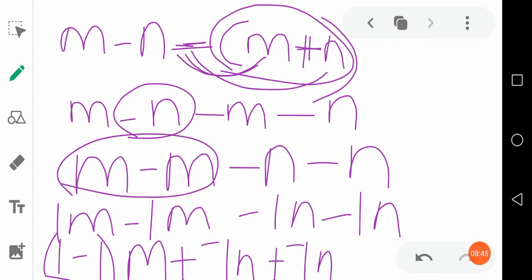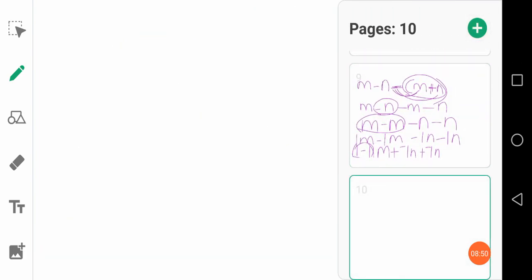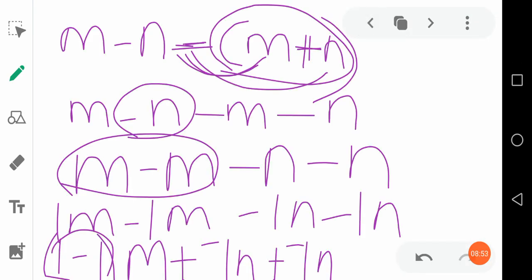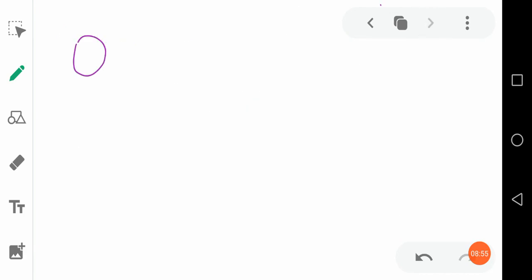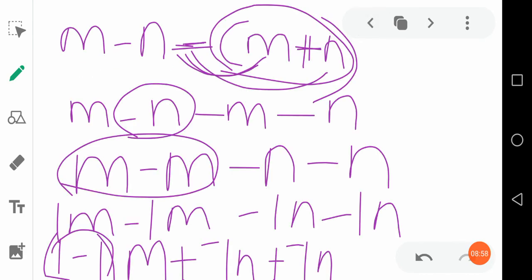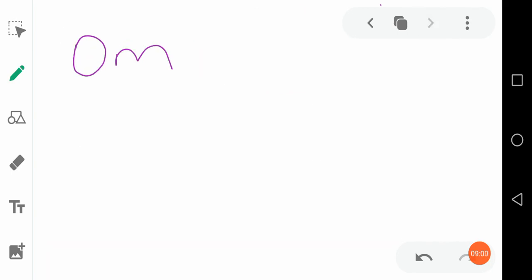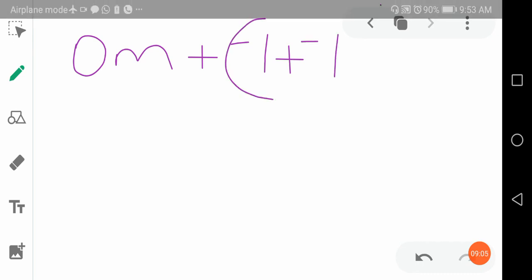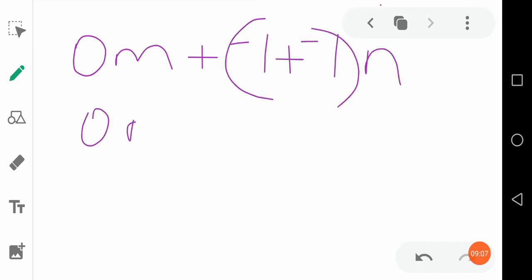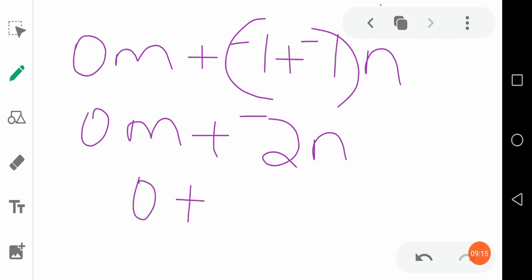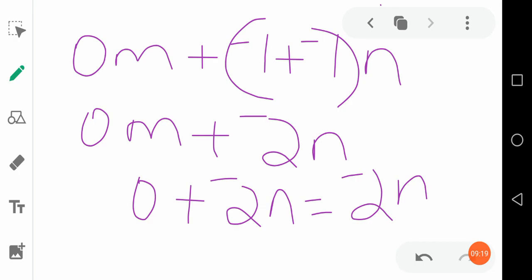Nothing is there, just rearrange it. Okay. Now, 1 minus 1, how will you write it? 1 minus 1 is 0. So, 0m. Then, what is it? Minus 1 and plus minus 1, it can be written as minus 1 plus minus 1 into n. So, it is 0m plus minus 1 plus minus 1, minus 2n. 0m is 0, plus minus 2n. So, what is the answer? Minus 2n. Is that clear?